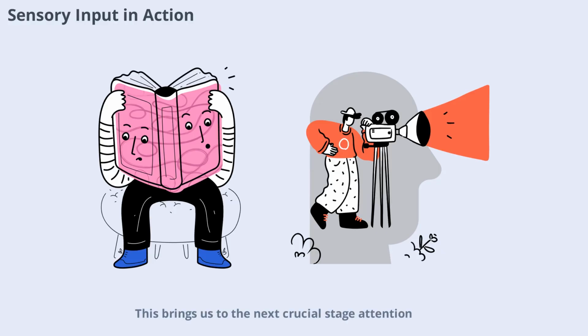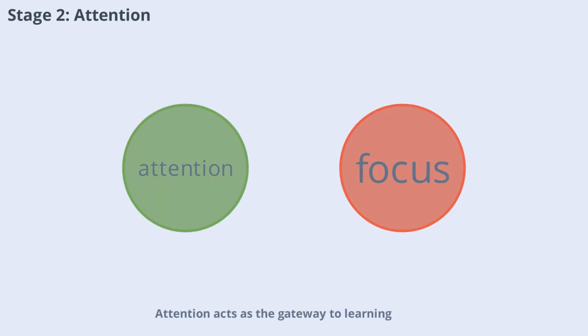This brings us to the next crucial stage, attention. Attention acts as the gateway to learning. Even though our brains receive thousands of sensory signals every moment, we can't process them all. Attention works like a gatekeeper, deciding which information gets through to our thinking system. If a child pays attention to the teacher, the information moves forward. If the child is distracted, the information stops here. This is why attention is so important in the classroom.